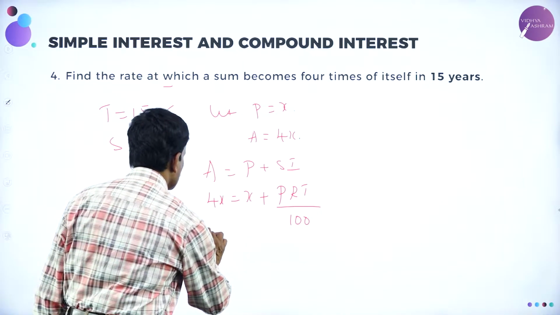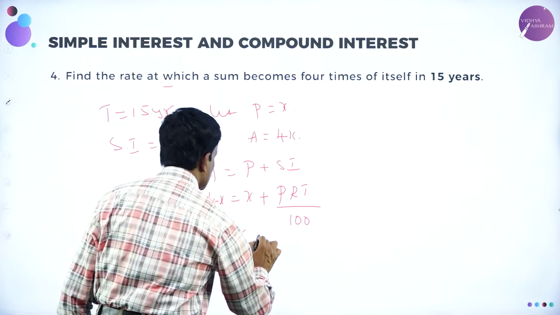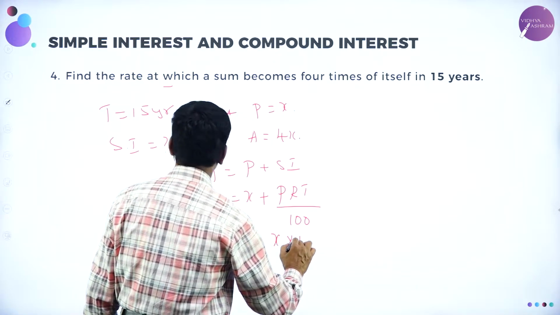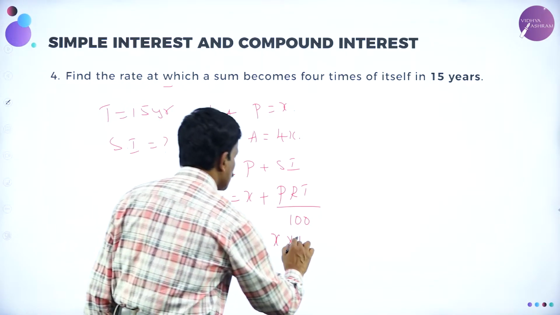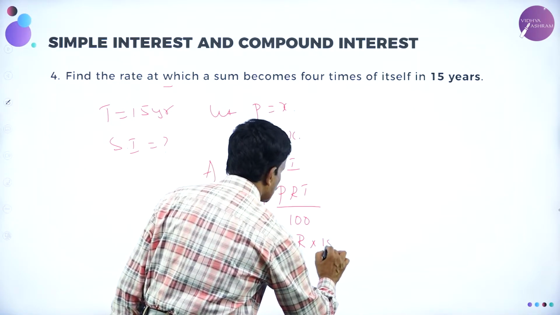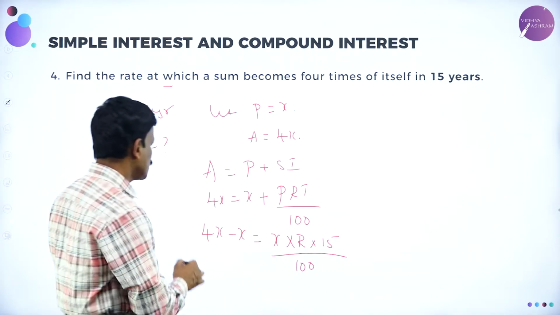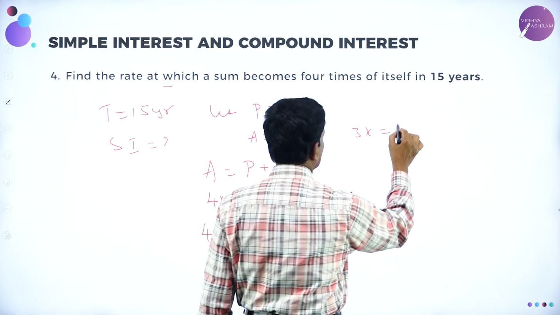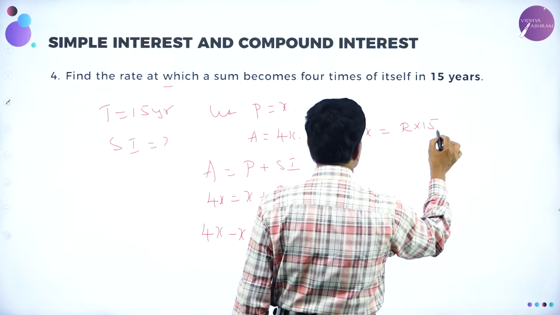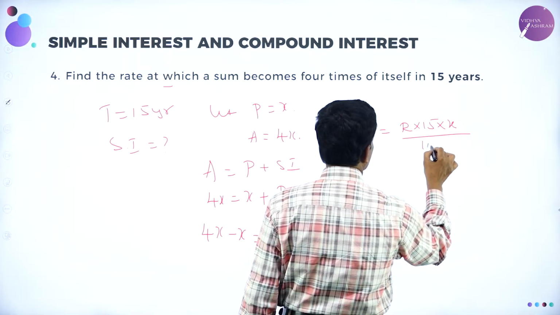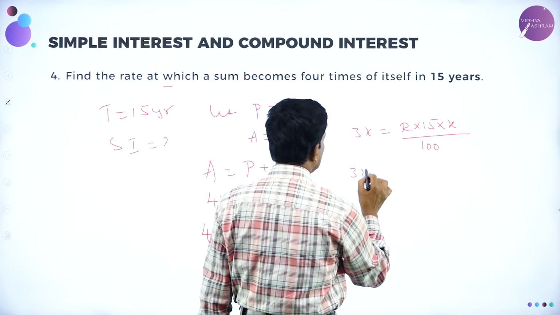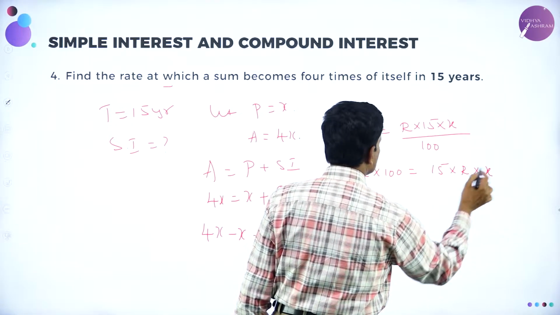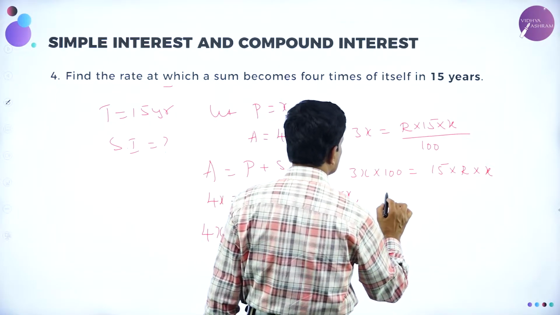Now this is 4x minus x is equal to principal, x, into R. R we don't know. Time is given, 15 years, divided by 100. Simplify this. 4x minus x is 3x. 3x is equal to R into 15 into x divided by 100. Now cross multiply. 3x into 100 is equal to 15 into R into x. Now divide by x. x and x get cancelled.